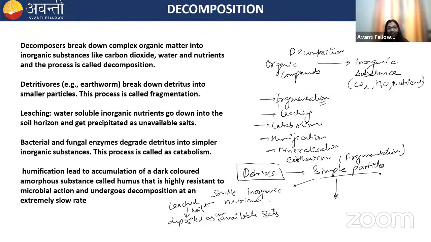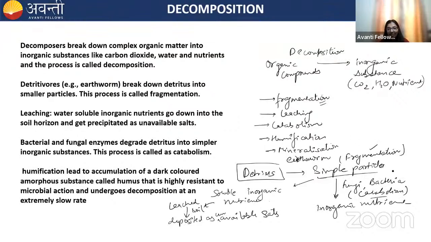Now these simple detritus particles are further degraded by the fungi and bacteria, and they are converted into inorganic nutrients, let's say inorganic substances. This process is known as catabolism.